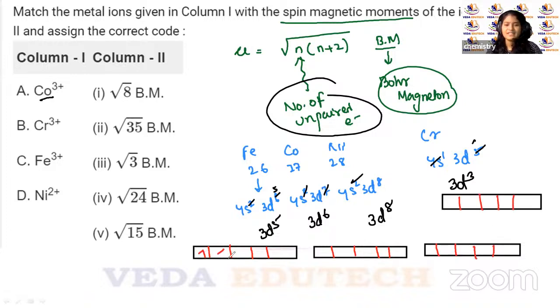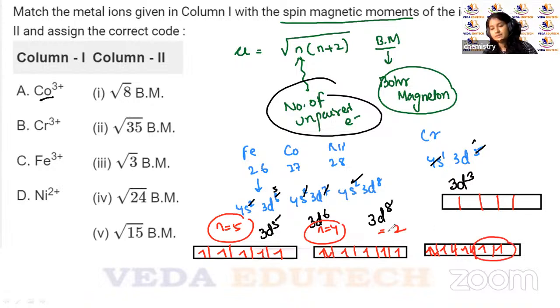So 5 means everything unpaired, so n equals 5 here. 6 means 1 will be paired, so n equals 4 here. 8 means 3 will be paired, so 2 remaining, so 2 here, right? Now 3 means n is equal to 3 here, right?